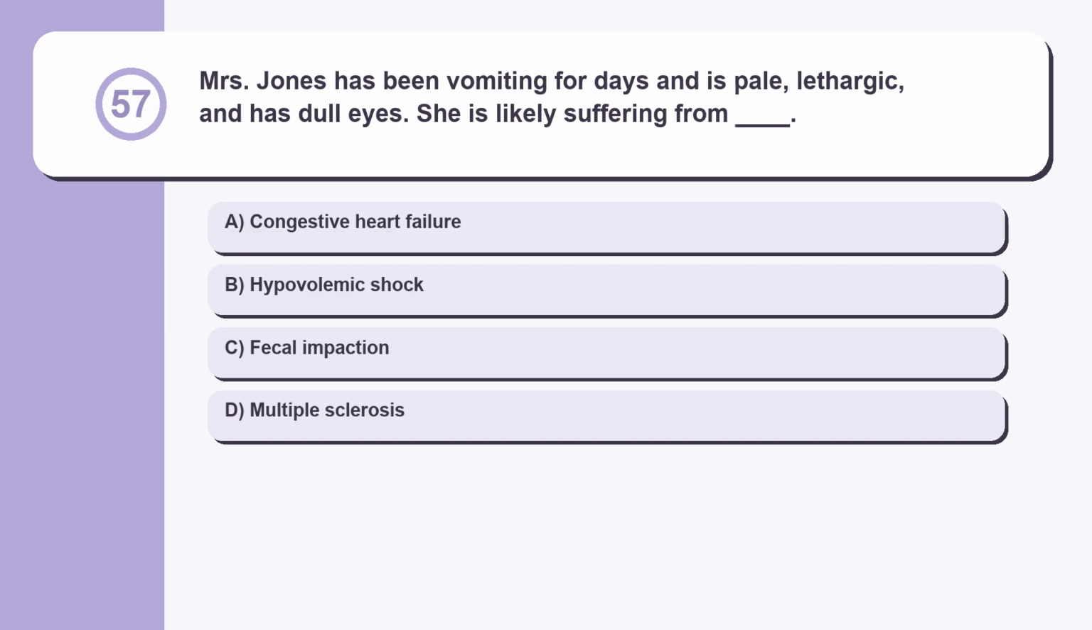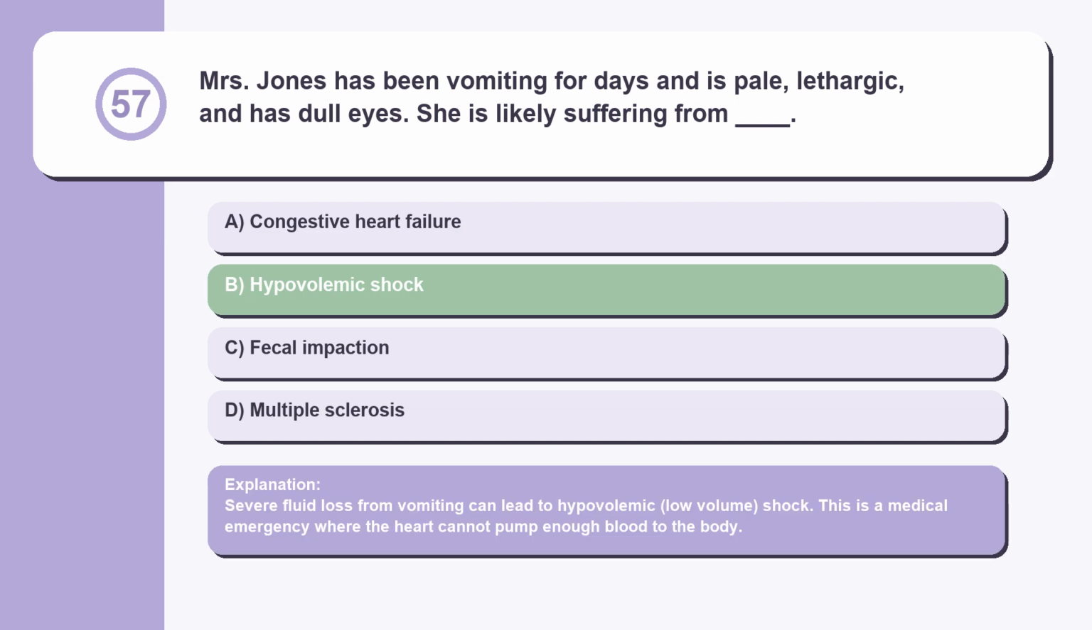Question 57. Mrs. Jones has been vomiting for days and is pale, lethargic, and has dull eyes. She is likely suffering from blank: congestive heart failure, hypovolemic shock, fecal impaction, multiple sclerosis. Severe fluid loss from vomiting can lead to hypovolemic, low volume, shock. This is a medical emergency where the heart cannot pump enough blood to the body.